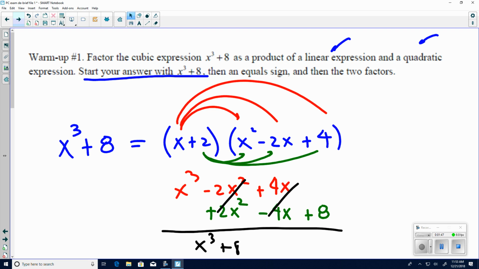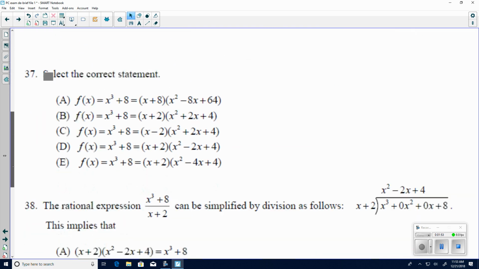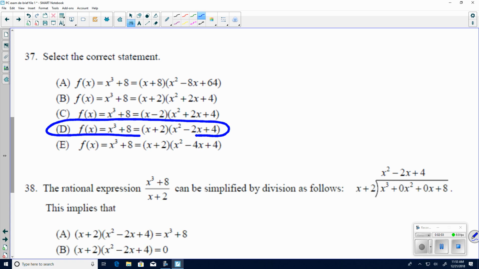Now, if we weren't sure, if we didn't check it, we may have noticed later on in the test, like in problem 37, there was this same question asked a different way. You had to find the correct factoring. Here it is down here. That's choice D. And there's a number of other options there that you could have chosen, all wrong.